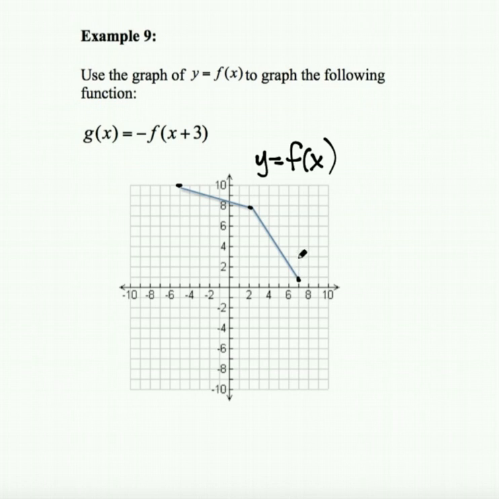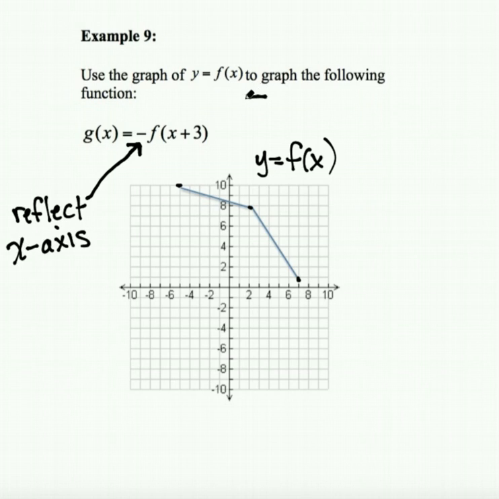Okay, so these two segments pieced together represent the function that I'm going to make these transformations with. When we look at g of x equals negative f of x plus 3, we have to look at the transformations that are going on. This negative is outside of the function. If you have a negative outside the function, that means you're going to have a reflection across the x-axis.